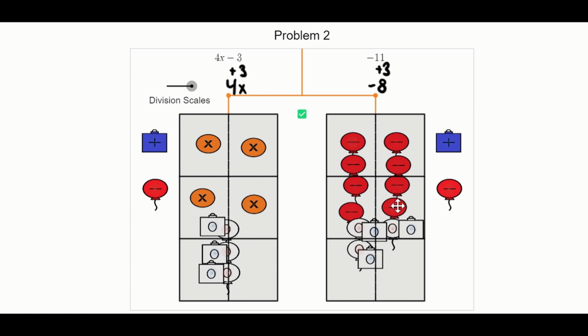So here, we're dividing the left side into 4 groups, giving us 1 x in the section. And here we have 8 negatives, divided that into 4 groups. We have in one section, negative 2. So we have x equal to negative 2.